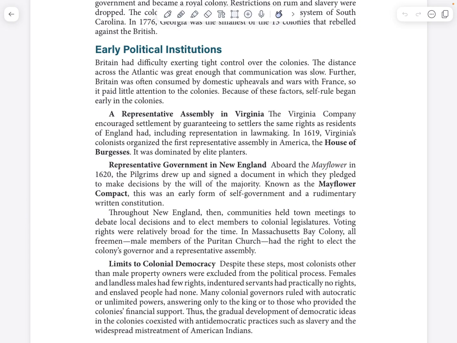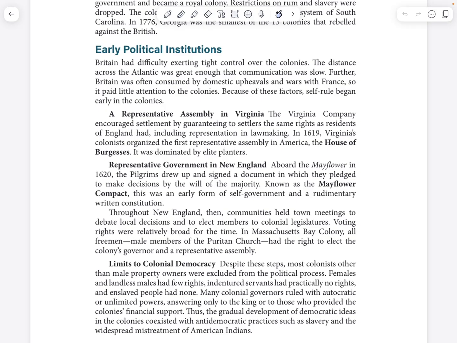A representative assembly in Virginia. The Virginia Company encouraged settlements by guaranteeing to settlers the same rights as residents of England had, including representation in lawmaking. In 1619, Virginia's colonists organized the first representative assembly in America, the House of Burgesses. It was dominated by elite planters.